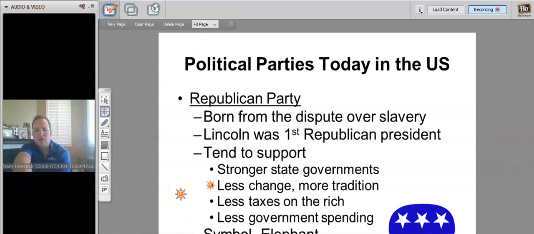The other one is they like less change. They're more traditional in what they think. They believe in less taxes on the rich and less government spending. And their symbol is the elephant, as we talked about. Maybe we should look at changing that. That'd be kind of cool.